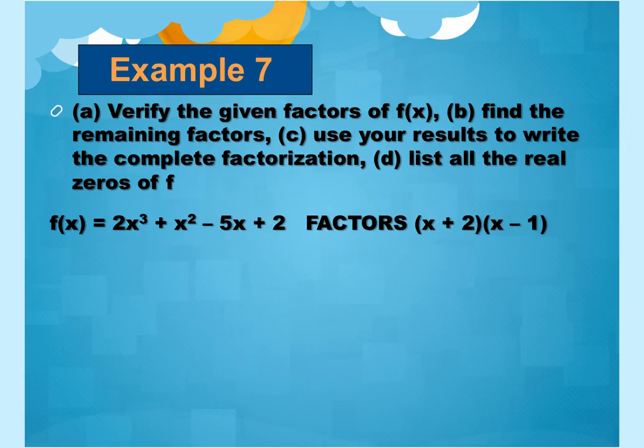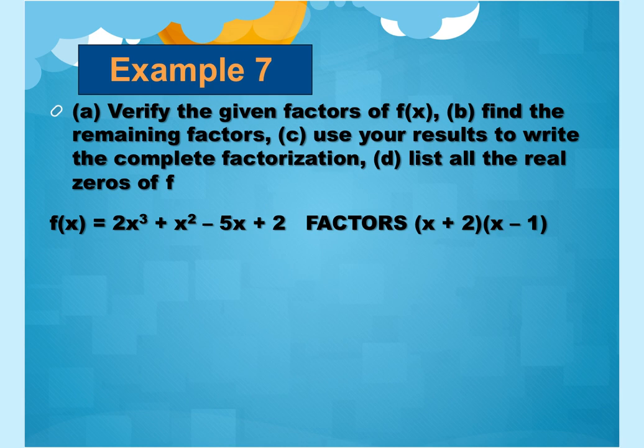All right, now we just take it a step further. It starts the exact same beginning part. Verify the given factors. Find the remaining factors. Use the result to write the complete factorization and list all the zeros. So obviously it's asking for more at the end, but it's also giving you what this time? How many factors are there?